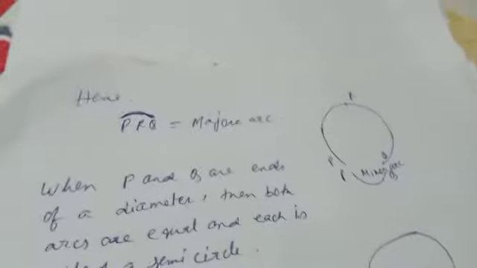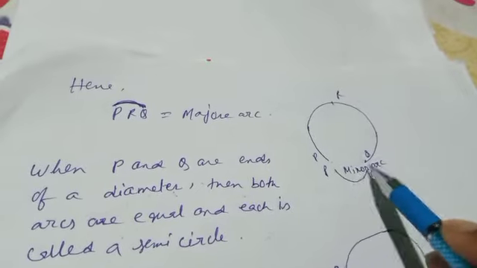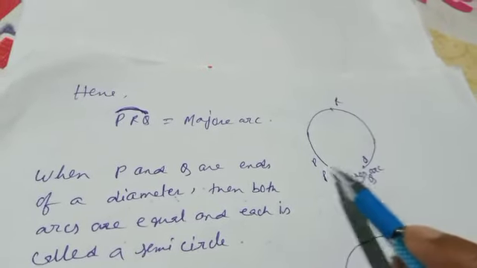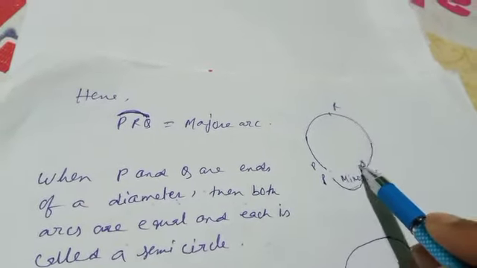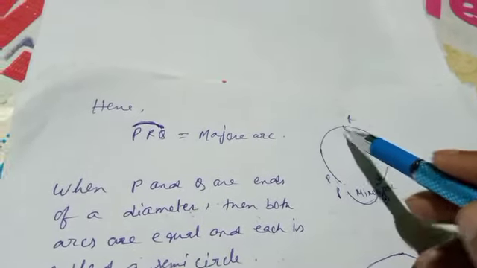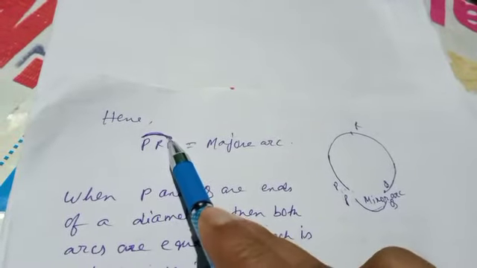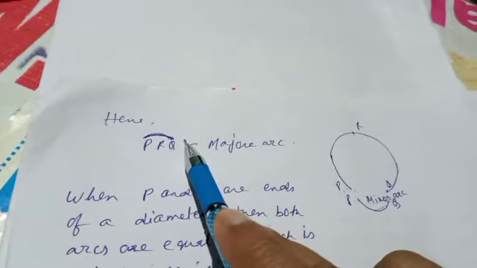Things again about minor and major arc. Here, if you cut this one extra, this PQ is called the minor arc. Suppose R is another point on the circle, then PRQ is called the major arc. This is the symbol of the arc. You have to write PRQ on the top like that. This is the major arc. Clear?